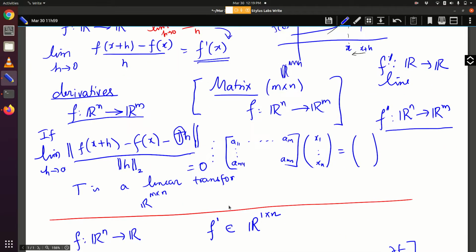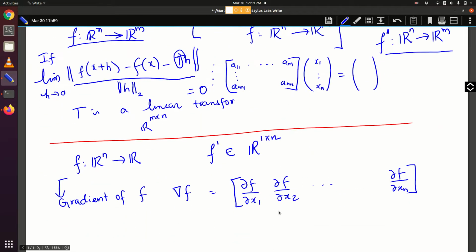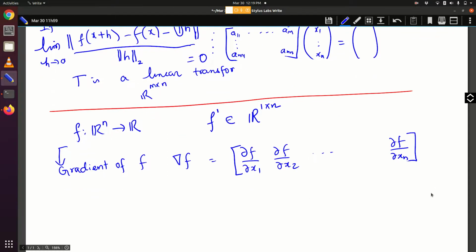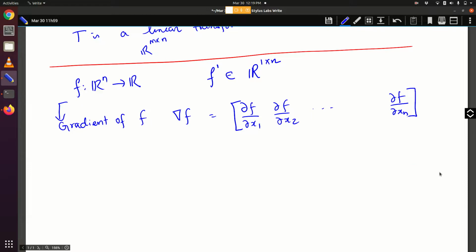Yes, sir. Got it. And you also understood why the gradient has to be in this shape. It should be a row vector. Okay. All right, so now let us talk about gradients in higher dimension.